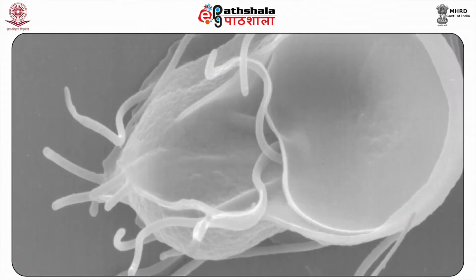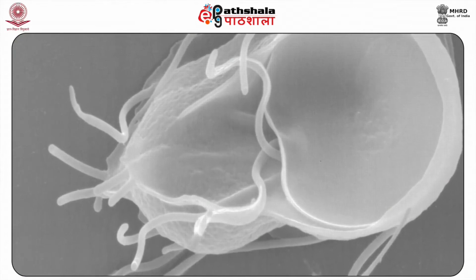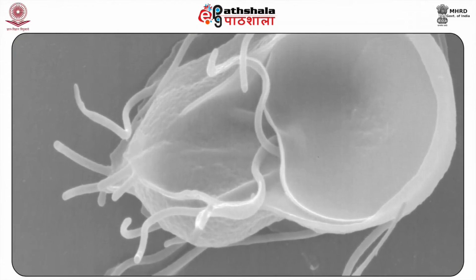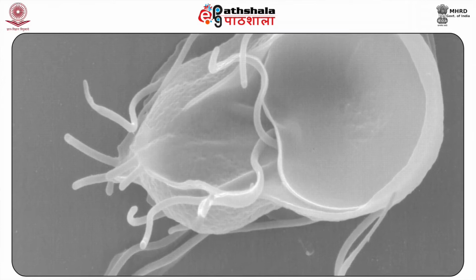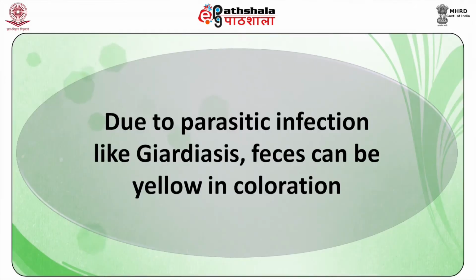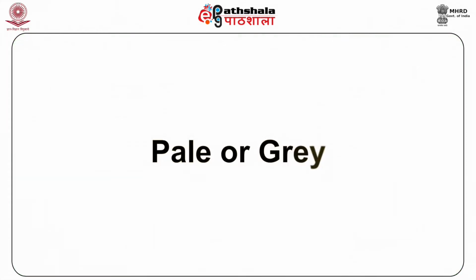Yellow. Due to a parasitic infection like giardiasis, feces can be yellow in coloration. Giardiasis is caused by giardia, which can cause severe and communicable yellow diarrhea. Gilbert's syndrome can also be one of the reasons for the yellow coloration. If the food passes through the digestive tract very quickly, then it can lead to yellow stool. Yellow stool can also be found in people with GERD, that is gastroesophageal reflux disease. Pale or grey.